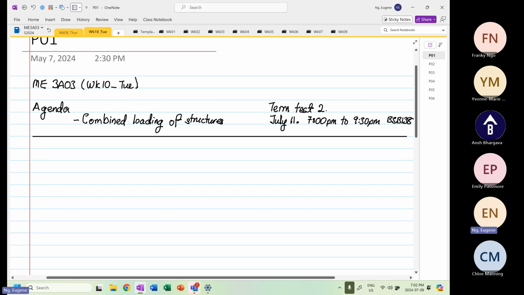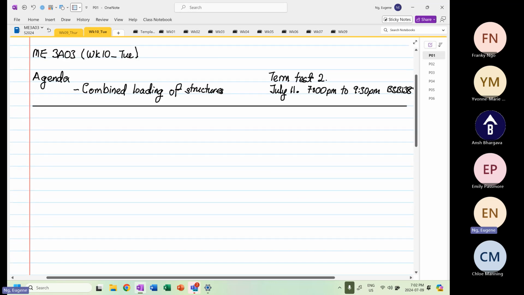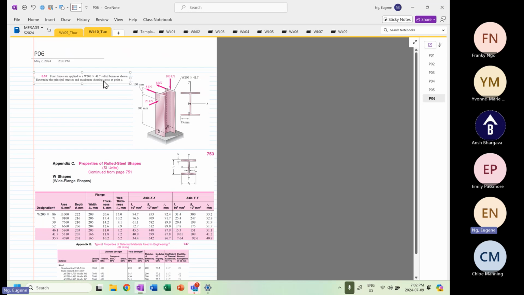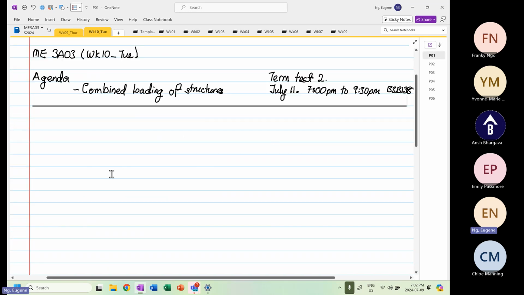Today we're going to do a topic known as combined loading of structures. You'll see that this chapter basically combines what we have learned for the past 9 weeks, excluding buckling. So let's look at combined loading. What do I mean by combined loading? I'm going to use this example.